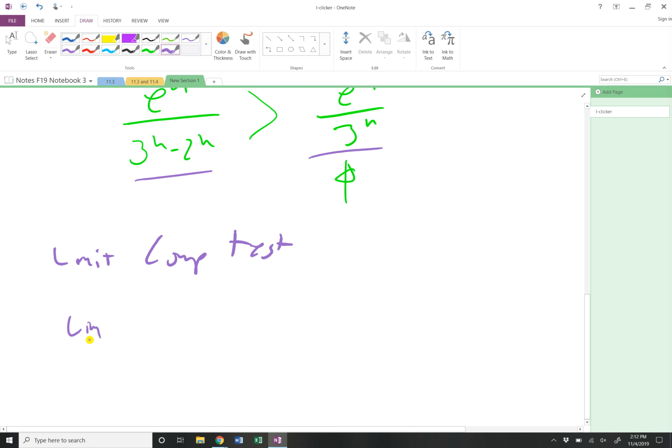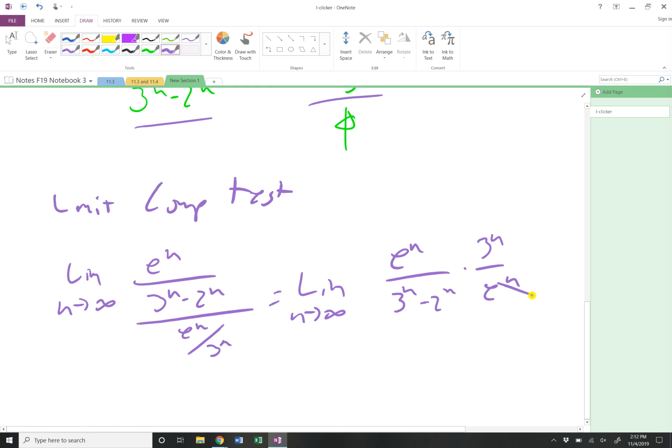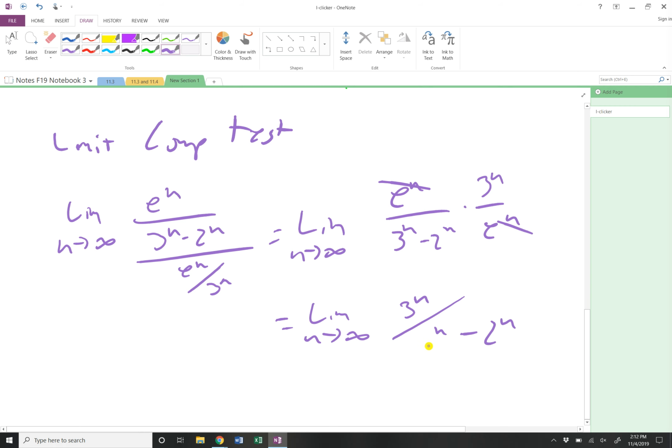So let's set up a limit. Okay, my e to the n's cancel out, so that's nice. But I end up with trying to find the limit as n goes to infinity of 3 to the n over 3 to the n minus 2 to the n. And what can I do here? So yeah, it does go to infinity over infinity.